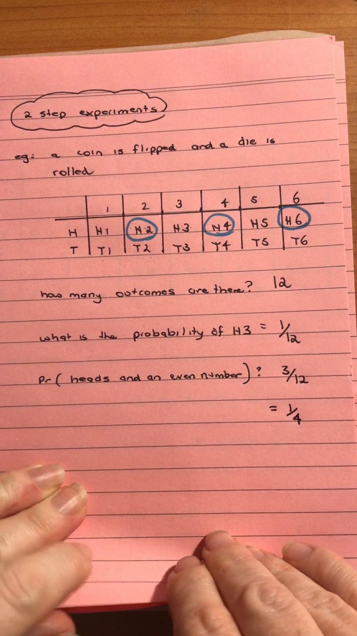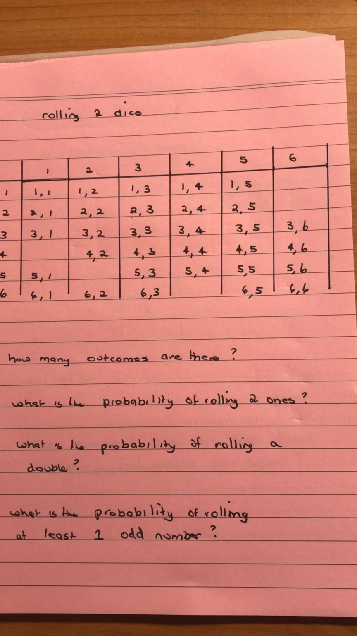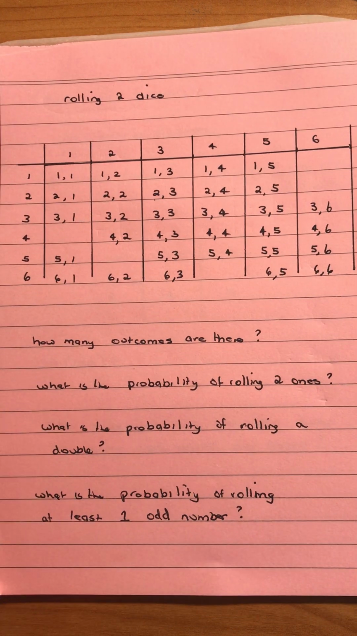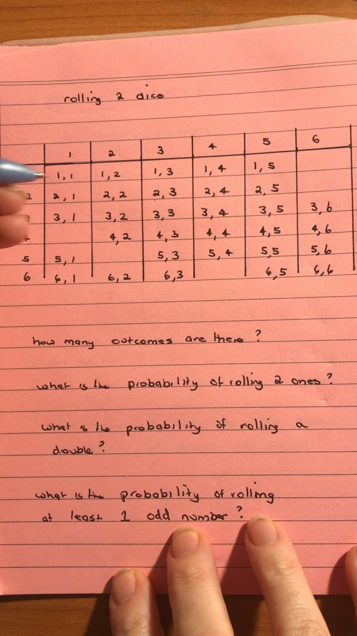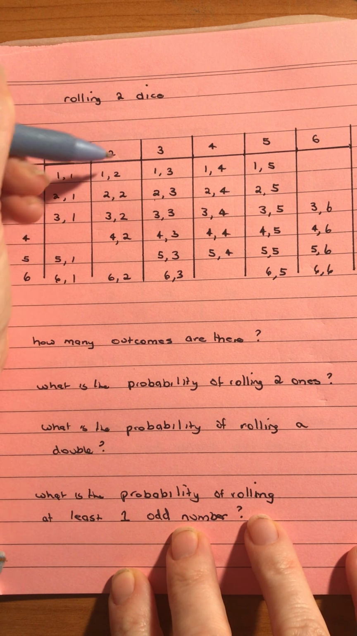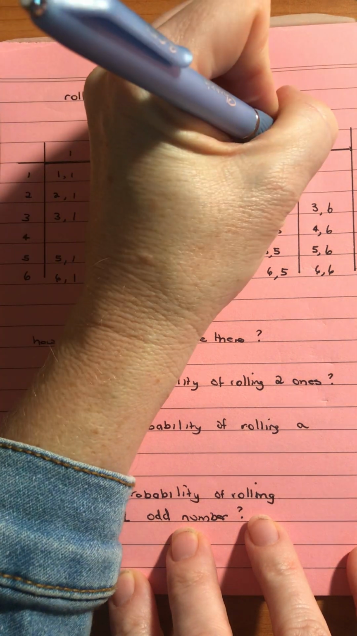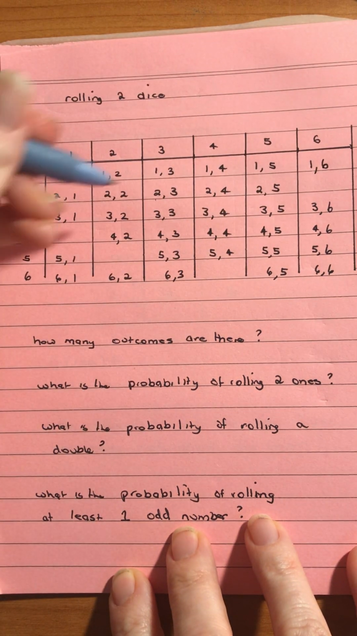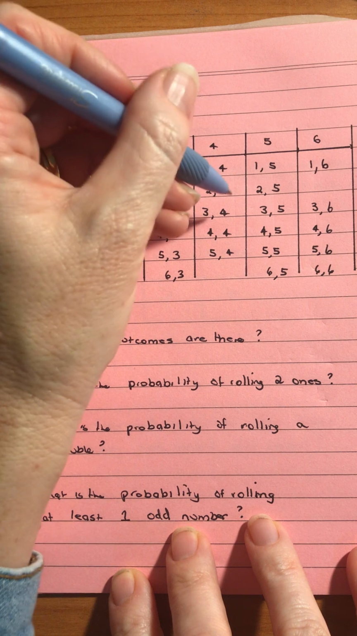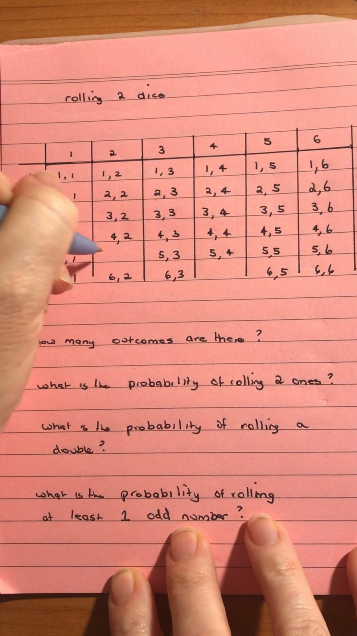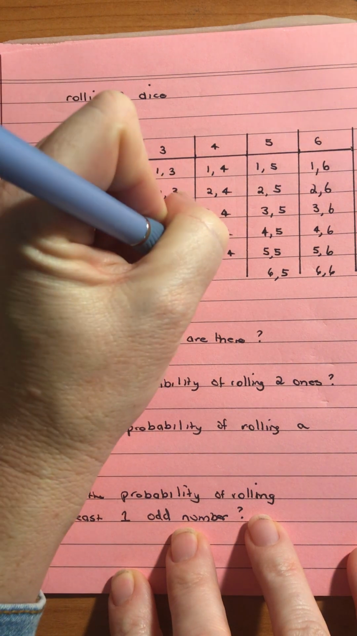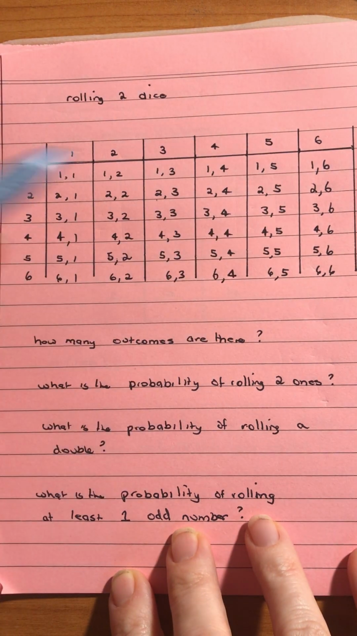Now, another common one that you might be asked to do is when you roll 2 dice. Obviously it takes a long time to get that table done, so I've pre-done a lot of it. So we've got our 2 dice here, and here we've got 1,1, because we're rolling a 1 and a 1, then 1,2, 1,3, etc. Then we get a 1,6 on the end here. Then we've got 2,1, 2,2, 2,3, 2,4, 2,5, 2,6. We've got 4,1 here, 5,2, 6,4, and that's our table completed.